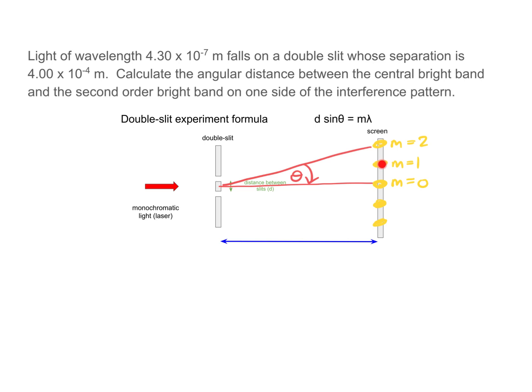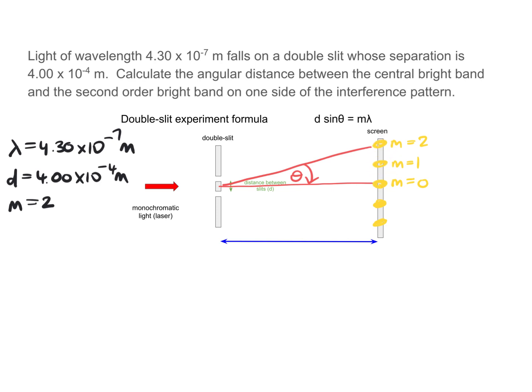This is our first order bright spot on one side of the central bright band, and this is our second order, where m equals 2. They're not actually equally spaced like they appear to be in this diagram. So writing down the data that we do know, we know the wavelength lambda, and we know the distance between the double slits, and we know that we're trying to find theta for the second order bright spot, so where m equals 2. You'll notice in this example we don't need to know L, the distance between the slit and the screen, and we haven't got the data for the distance between the central bright spot and the second order bright spot.